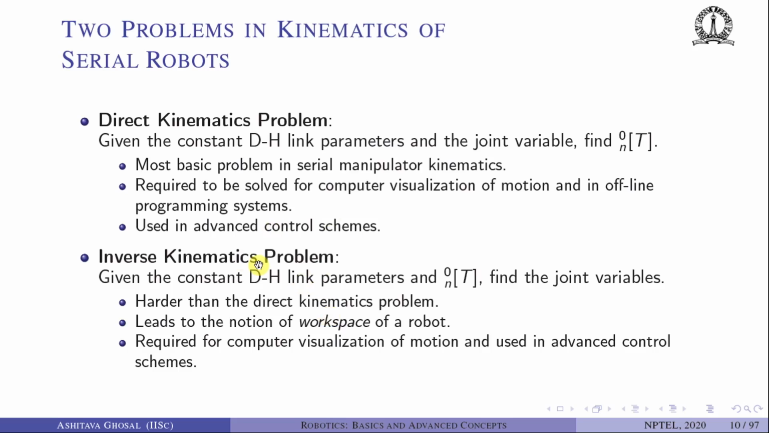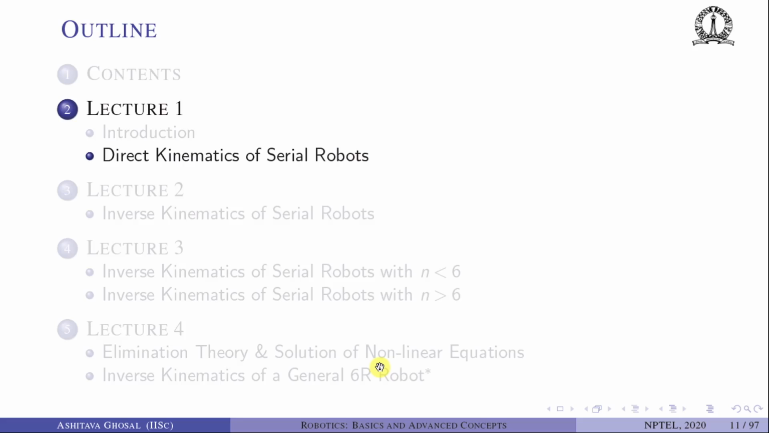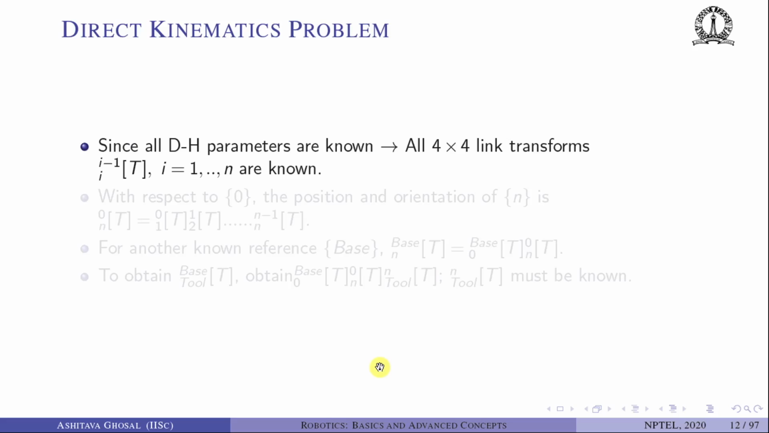And the inverse kinematics problem, we'll show, leads to this notion of the workspace. This problem also needs to be solved for computer visualization of motion and for use in advanced control schemes. Okay, so let's continue in the rest of the lecture. We will look at direct kinematics of serial robots.